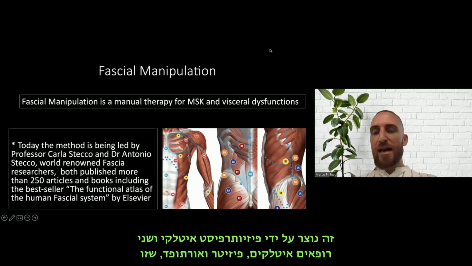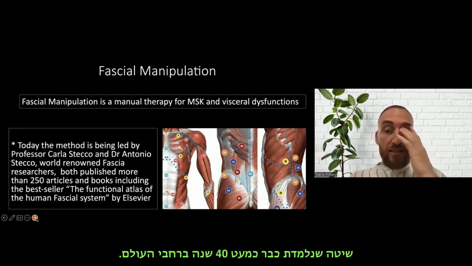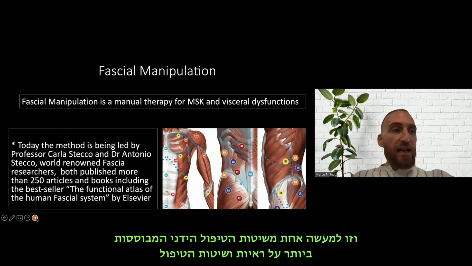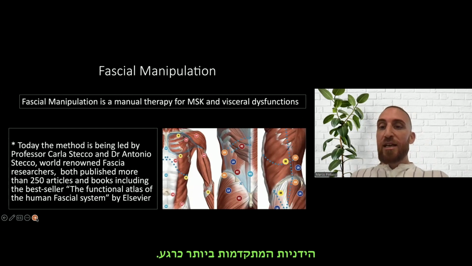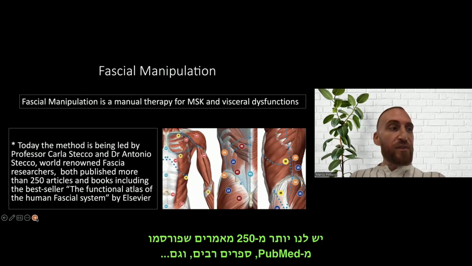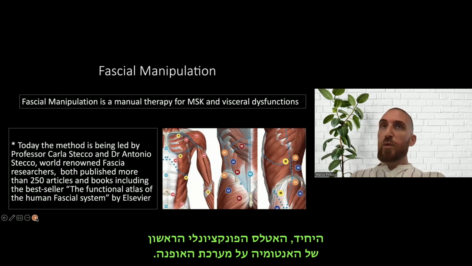That was created by an Italian physiotherapist and two Italian doctors, a physiatrist and an orthopedist, which is a method that has been taught for almost 40 years around the world, and is actually one of the most evidence-based manual therapy methods and the most advanced manual therapy methods. Right now, we have more than 250 articles published on PubMed, many books, and also the first functional atlas of anatomy of the fascial system.